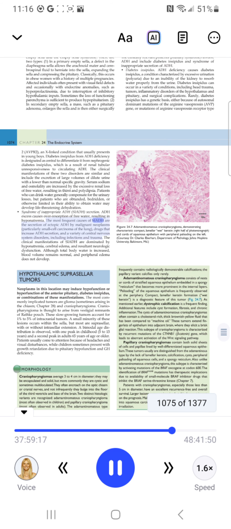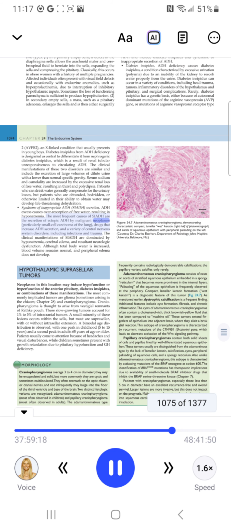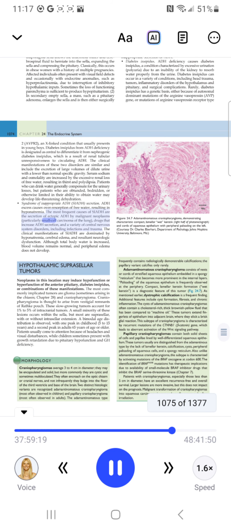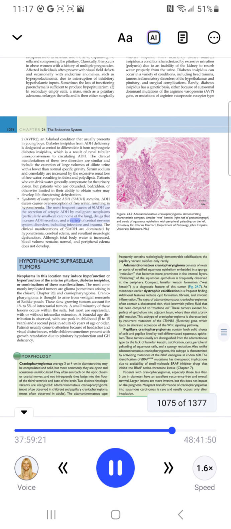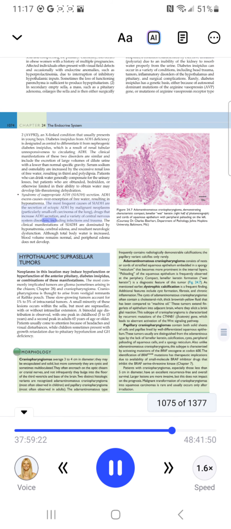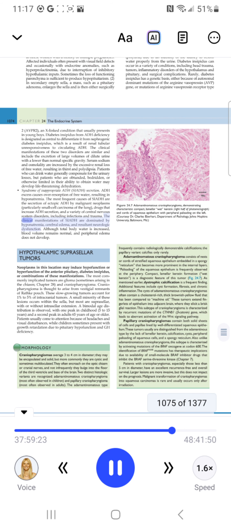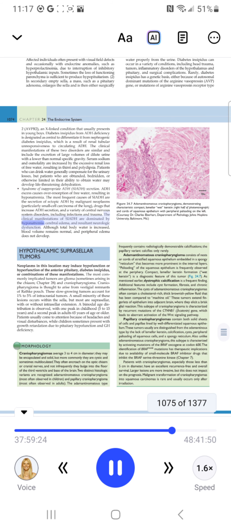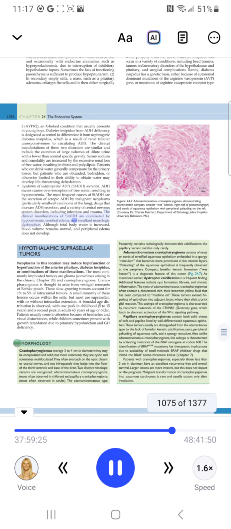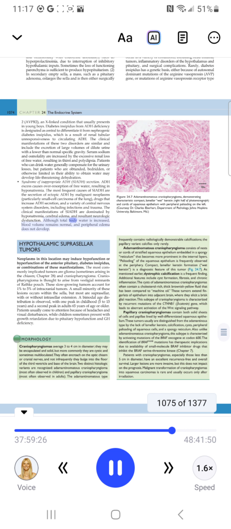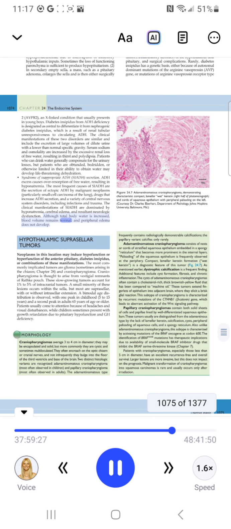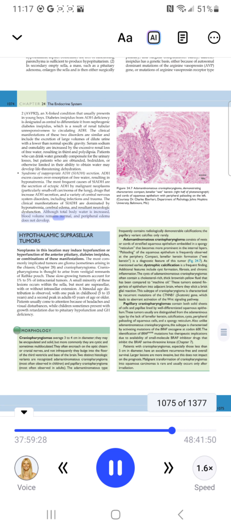The most frequent causes of SIADH are the secretion of ectopic ADH by malignant neoplasms, particularly small cell carcinoma of the lung, drugs that increase ADH secretion, and a variety of central nervous system disorders, including infections and trauma. The clinical manifestations of SIADH are dominated by hyponatremia, cerebral edema, and resultant neurologic dysfunction. Although total body water is increased, blood volume remains normal, and peripheral edema does not develop.